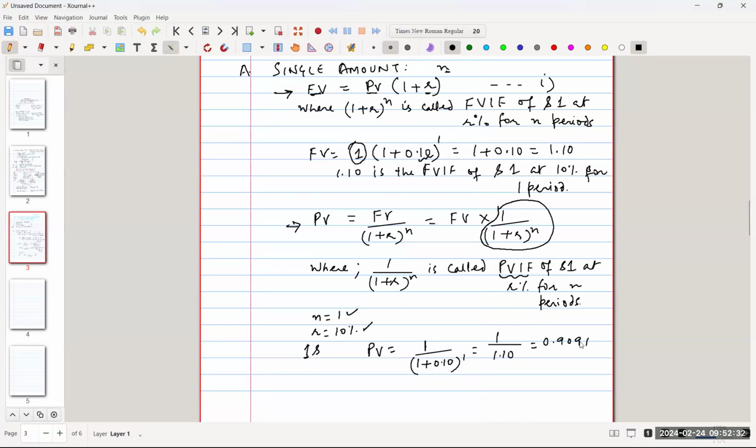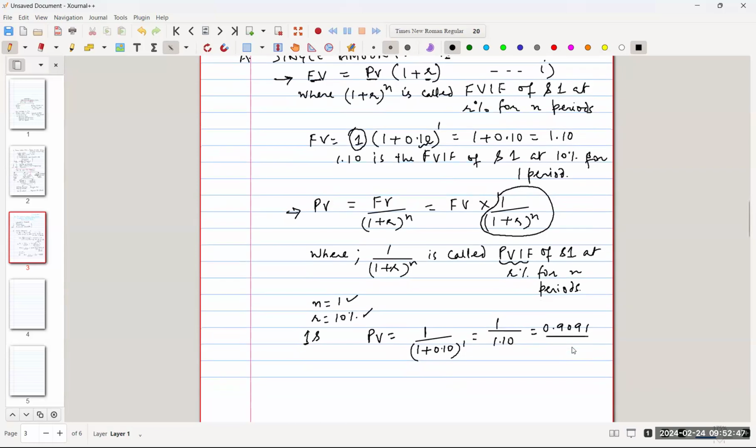0.9091. So the purchasing power of this $1 is about 91 cents after 1 year if money loses value at a rate of 10% per year. I hope everyone understands what I'm telling you. So if you were to look at the tables now, you will go into a table which talks about present value interest factors.